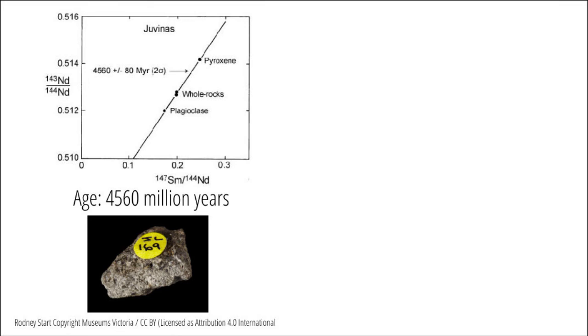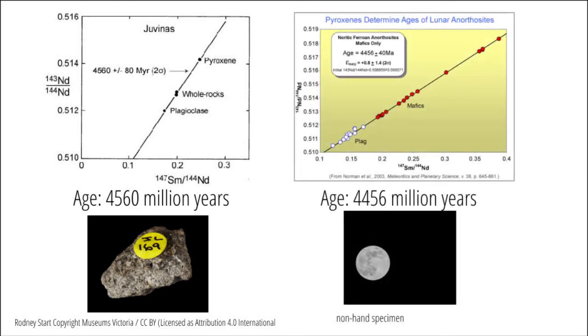The left isochron plot is from the Juvenas meteorite that fell in France in 1826. The plot shows an age of 4.56 billion years. The right-hand plot is from a sample of moon rock and shows that it has a similar age.